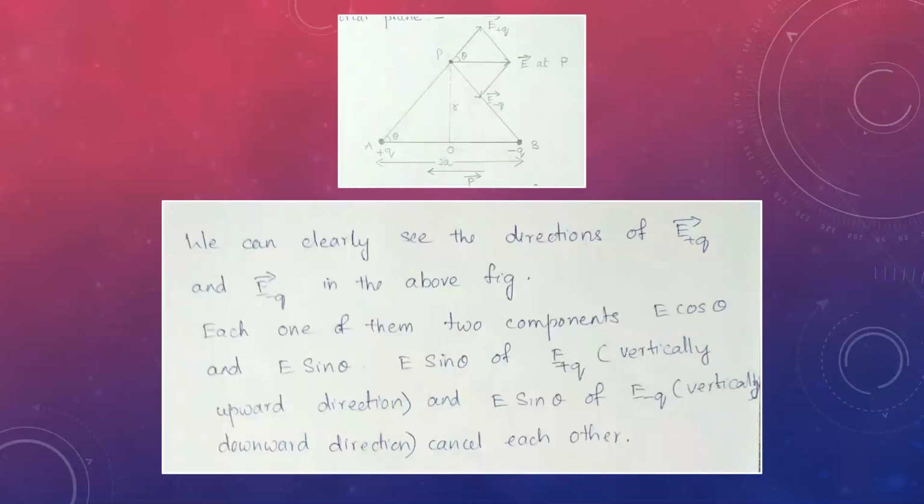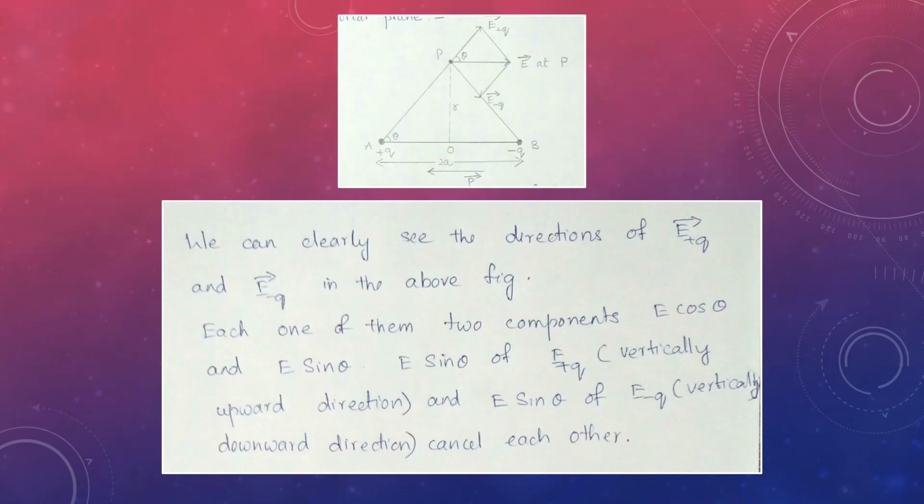Now, once again I repeat, E sin theta components of positive charge and negative charge, one is vertically upward, other is vertically downward. That is positive y direction and negative y direction. So, sin theta components of E plus Q and E minus Q cancel out each other. And what remains is E cos theta due to positive charge and E cos theta due to negative charge. Therefore, we have to take cos theta components only into consideration.